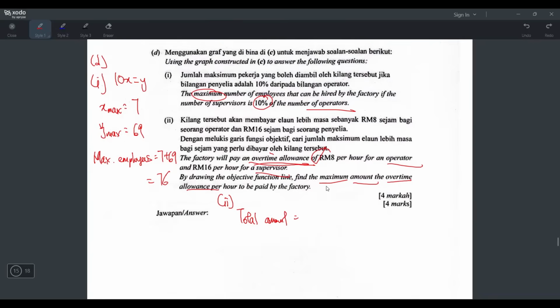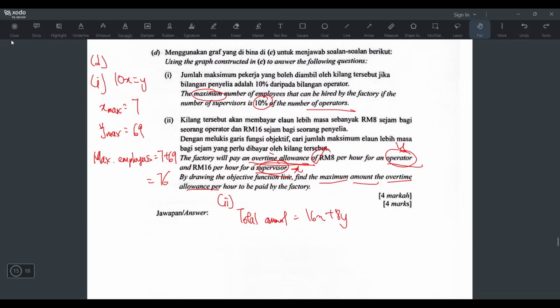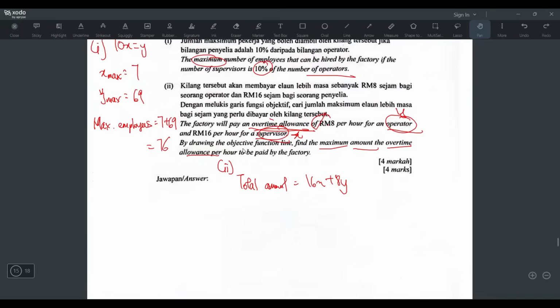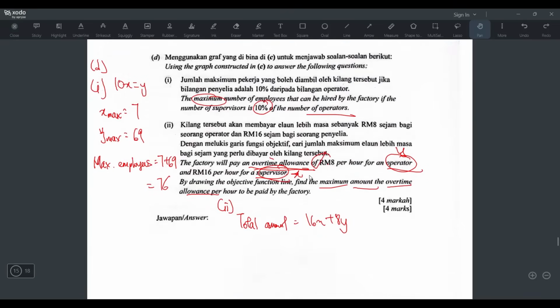If you write 8X, 16Y, it's actually 8Y plus 16X. Because 8 ringgit per hour is for operator, and operator is Y, and supervisor is X. That's why it's important to check which one is X, which one is Y. That's why the way I teach my students is I always tell them to draw the arrow. Even though this one has no marks, but always, yeah. And if you are my student, you know already this one I always tell you in the class, right? I always said, tengok betul-betul. I always tell my students like, tengok betul is 8X or 8Y. Okay, yeah.